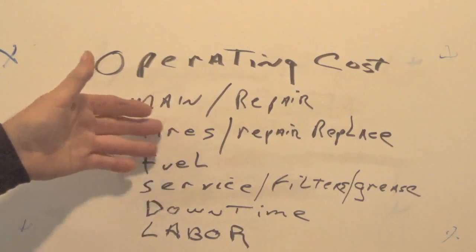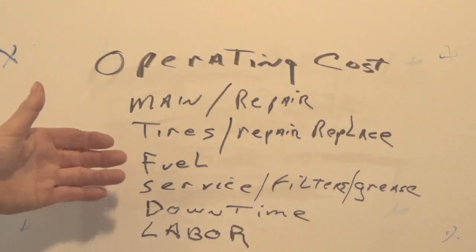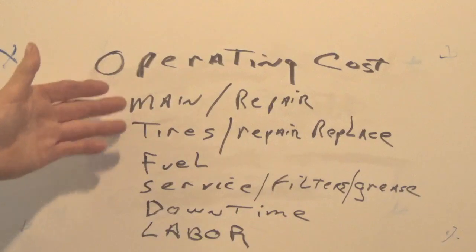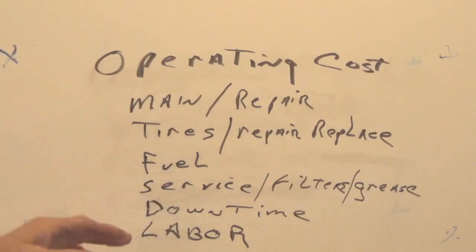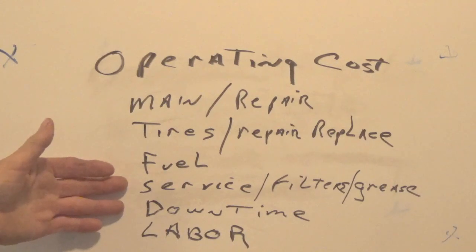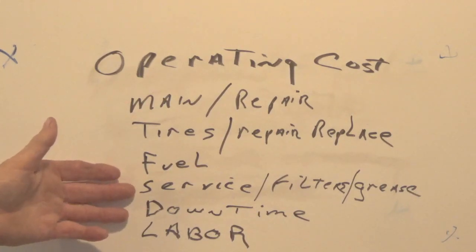We get to the tires. Tires are self-explanatory. Everybody knows tires wear out and you get flats. Fuel, you have to buy fuel. And again, that's part of the maintenance, and all this stuff goes together. Service. You have to service things, keep them running. The best thing to do is preventative maintenance, which is actually part of service.